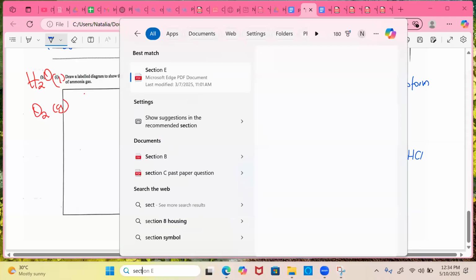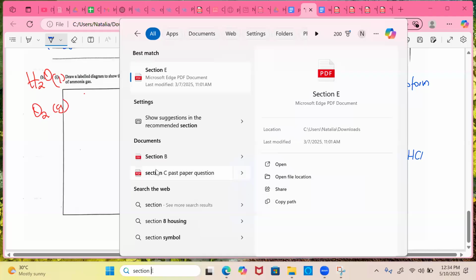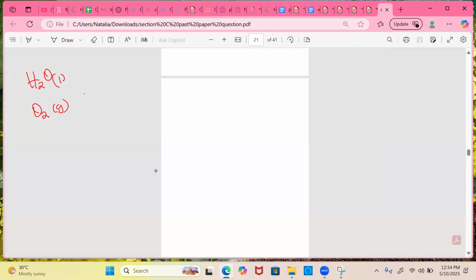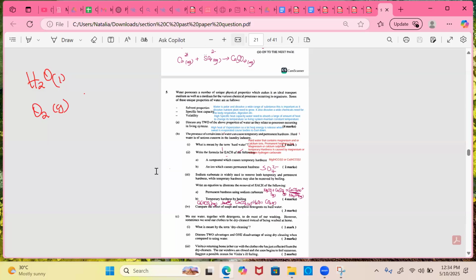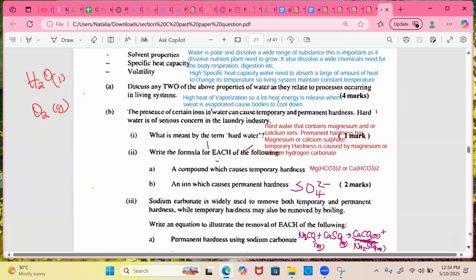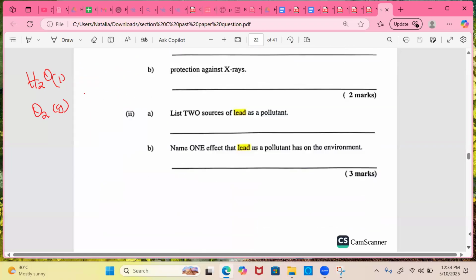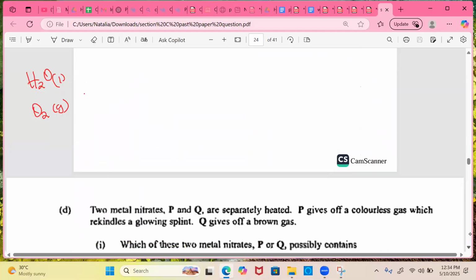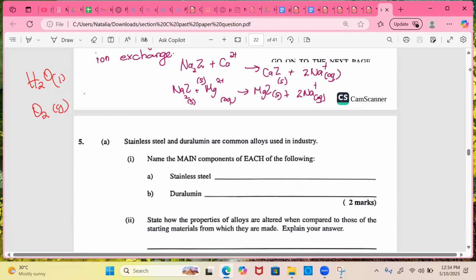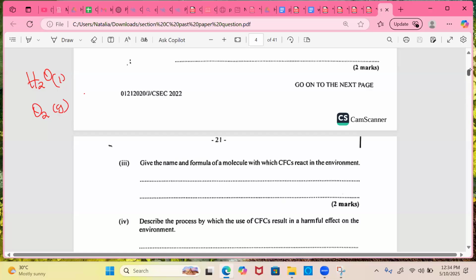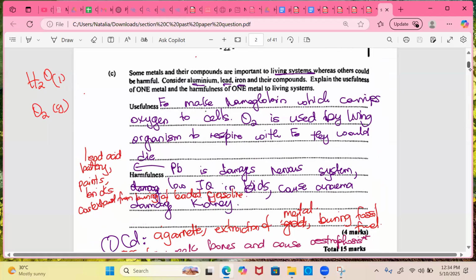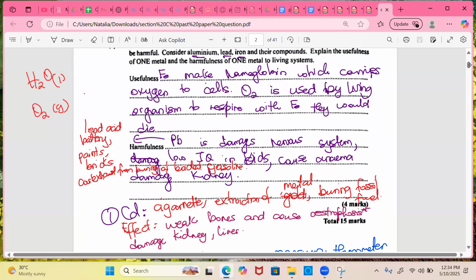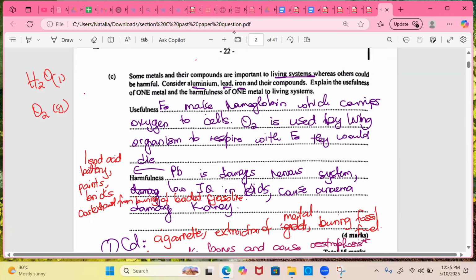Okay, section C. We know for a fact that Campbell has already gone through some of these questions. Some metals and their compounds are important to living systems, whereas others are harmful. Consider aluminum, lead, and iron and their compounds. Explain the usefulness of one metal and the harmfulness of one metal.